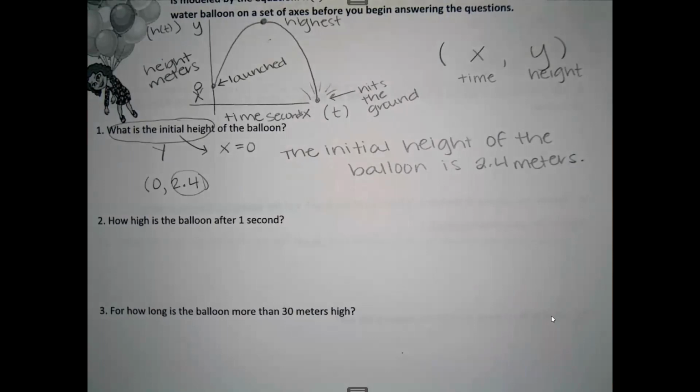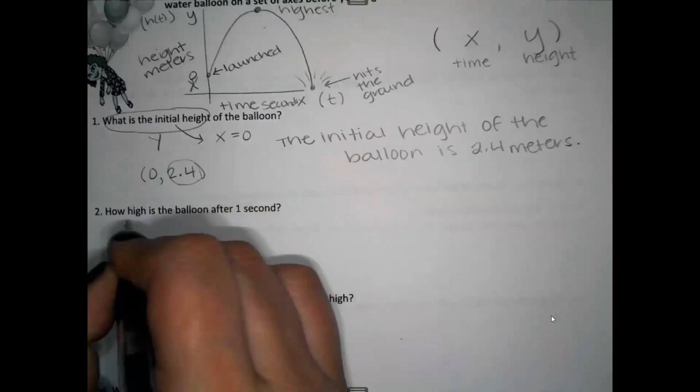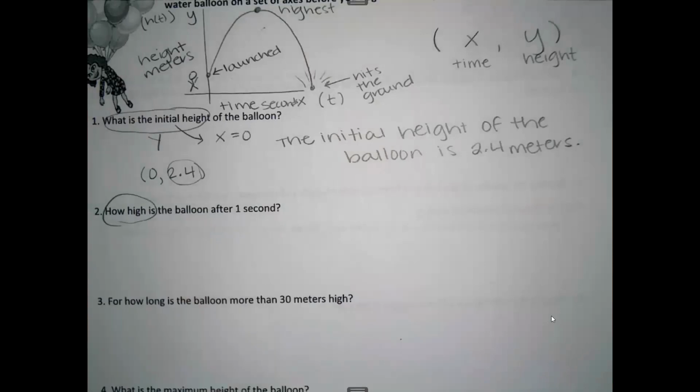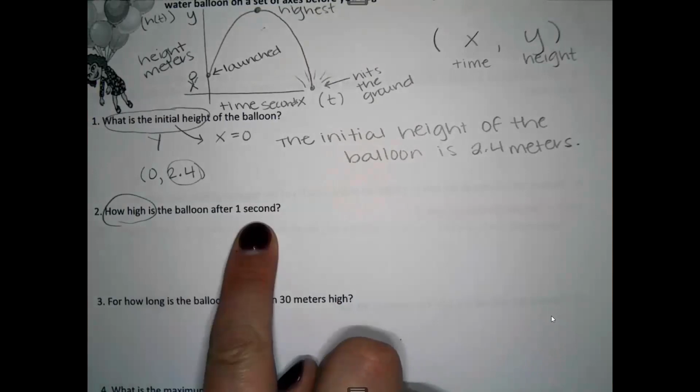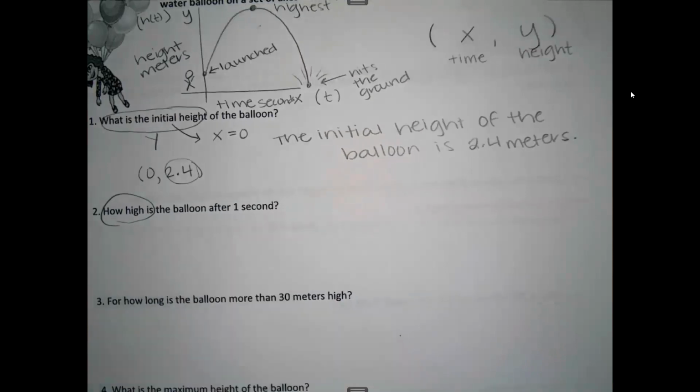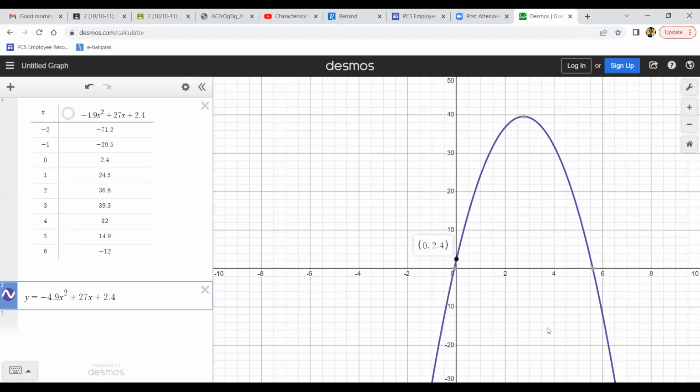All right, the next one says, how high is the balloon after 1 second? So if it says how high, are you looking for an X value or a Y value? You're looking for a Y value. And then what are you plugging in for X? You're plugging in 1. So go ahead and go back to Desmos. And then what on the screen right now could help us?